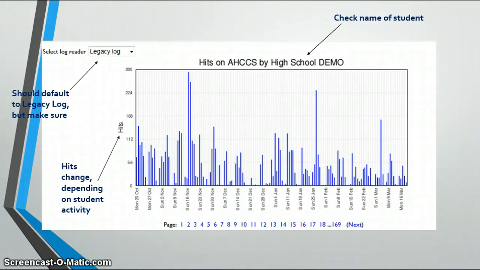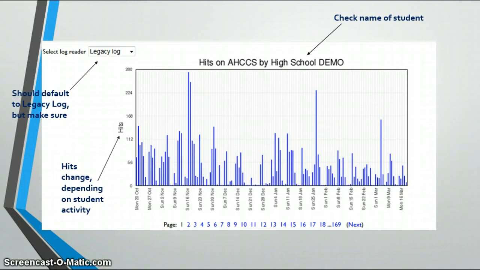Okay, a few key things about the activity log screen. One, in the top left corner, you're going to see a drop down box. We're going to make sure that that's on legacy log. It should be set to the default, but let's just make sure that it is on legacy log. At the top, check for the name of the student. As in Moodle, sometimes it loads slowly and leaves the last student's data on the screen. You would like to make sure that the student name at the top is the correct student's name.